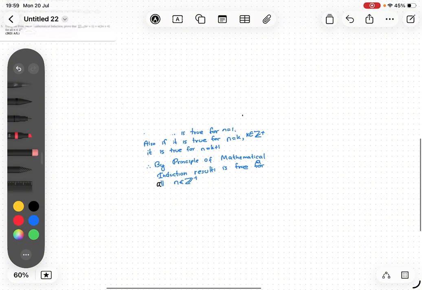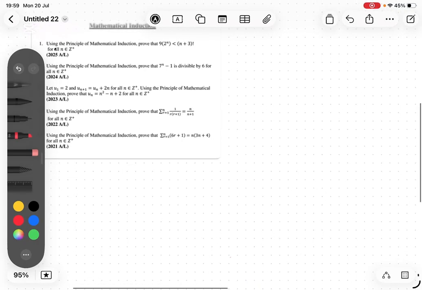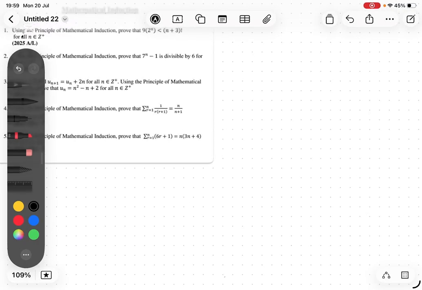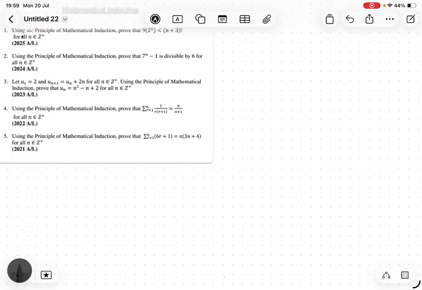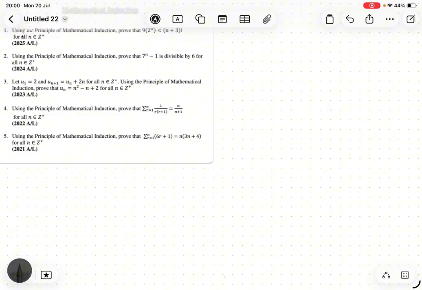Let's do question number 2, which is from 2024. Using the principle of mathematical induction, you have to prove that 7 to the power n minus 1 is divisible by 6 for n a positive integer. This is a statement, right? This is not an equation. This is a statement. Clear? 7 to the power n minus 1 is divisible by 6.